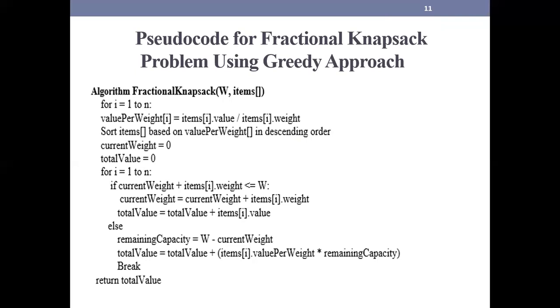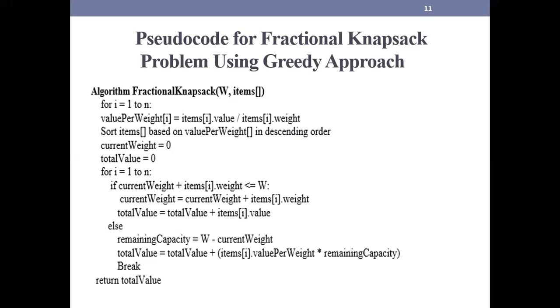Next, after calculating this, sort the items based on the value to weight ratio in descending order. After sorting, initially the knapsack is empty. We didn't add any item, so current weight is 0. The value is 0. Next, a for loop for taking items one by one from the sorted list. Take the first item. If adding it is less than or equal to the knapsack capacity, the current weight is added with the item weight that is to be added into the knapsack. And the total value is calculated. The total value is current value plus item value.